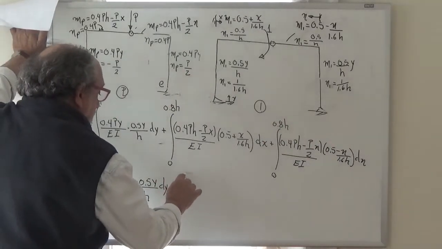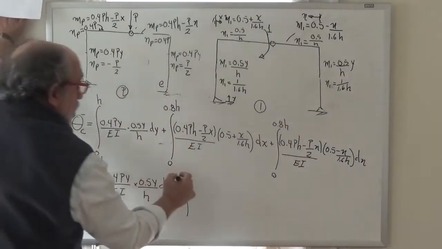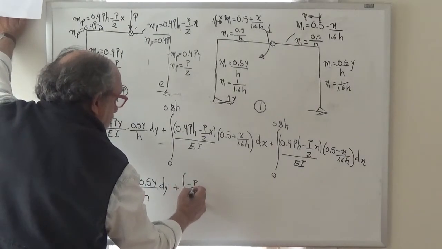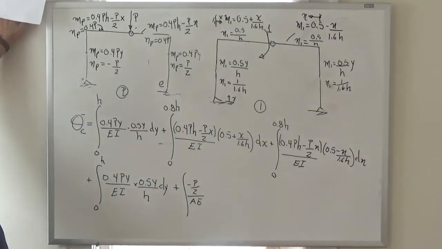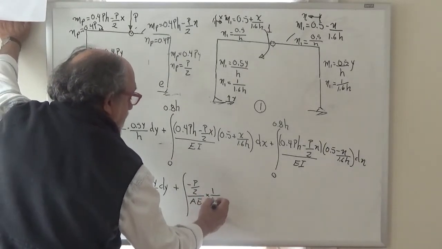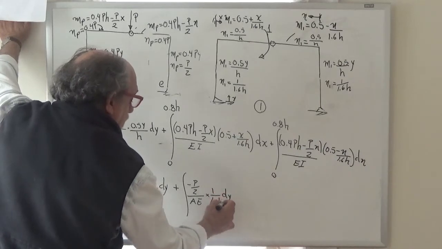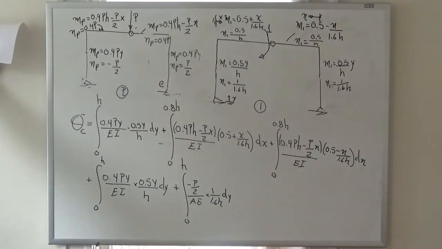We have, in addition to that, 4 more, which are due to the axial. So starting on the left side, we would have minus P over 2 divided by AE, which is the axial strain due to the axial forces, times N1, which is 1 over 1.6h times dy from 0 to h. That's the contribution of the axial deformations to that rotation.